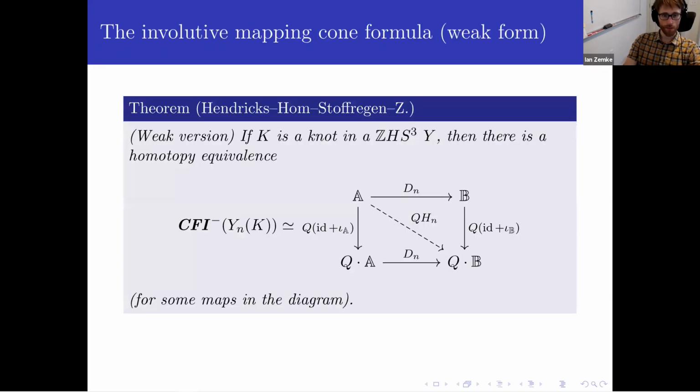So that's what we did. We proved a mapping cone formula for involutive Heegaard Floer homology, and I'll tell you what exactly these maps are. I also call this the weak version. It isn't quite enough to actually compute the mapping cone, but it's almost enough, and I'll tell you the extra little ingredient that's necessary. This one works for knots in any 3-manifold, so let's say any integer homology 3-sphere.